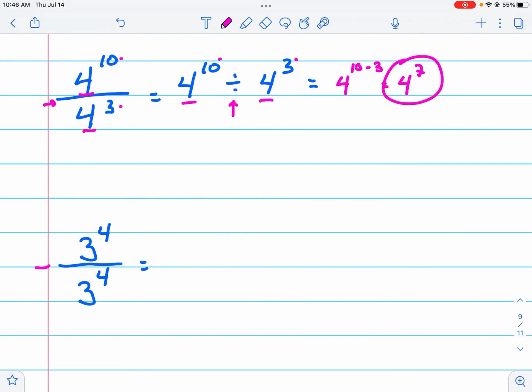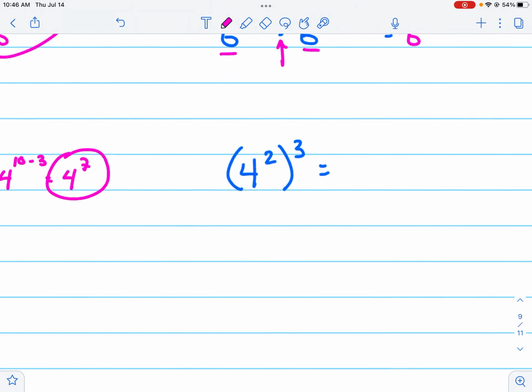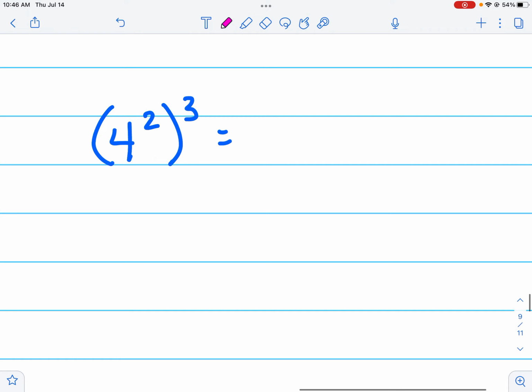The one below that, we're going to use that rule we just talked about. We're dividing. My bases are the same. So 3 to the 4 minus 4 becomes 0. Notice I'm not ready to circle that either because it's breaking this rule. Okay, 0 exponents. Before I go back to those, I'm going to show the last basic exponent rule.